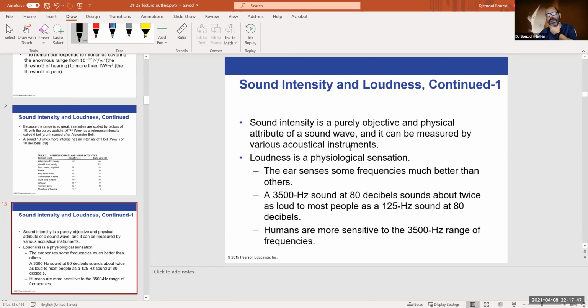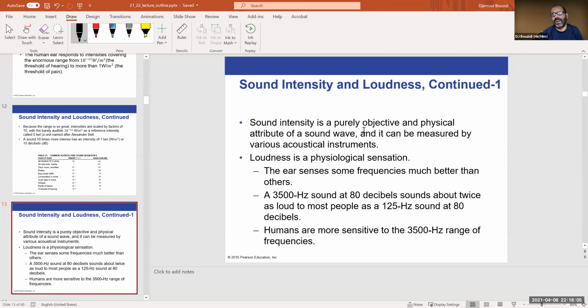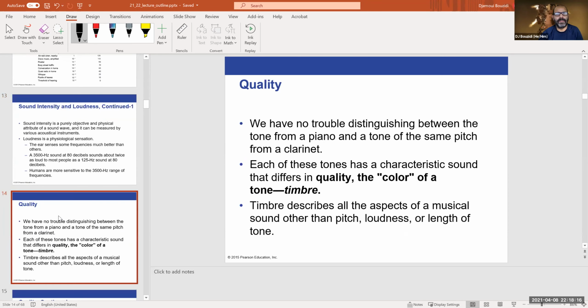So again, the intensity is measured as a relative value. It's not an absolute value, because we're comparing it to some sort of a threshold value that actually depends on the people too. So this is on average, because some people have different thresholds. That's why it's subjective. And again, this frequency also depends on different people.